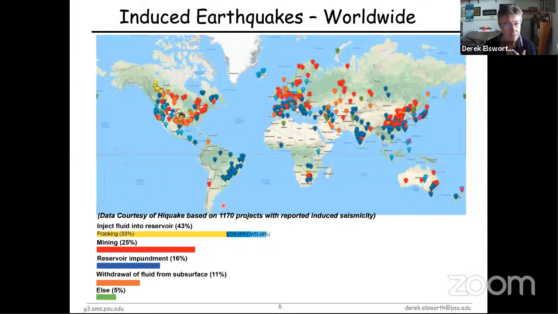It's not a problem that's unique to North America. It has been occurring for, well, a century, I would think, in terms of other parts of the world. India is on this map. Most of the events in India, I think, are due to reservoir impoundments, as in surface reservoir impoundments and changing effective stresses and kicking off events due to that.